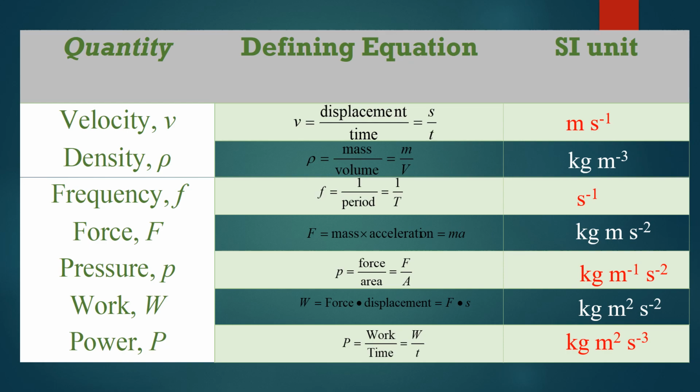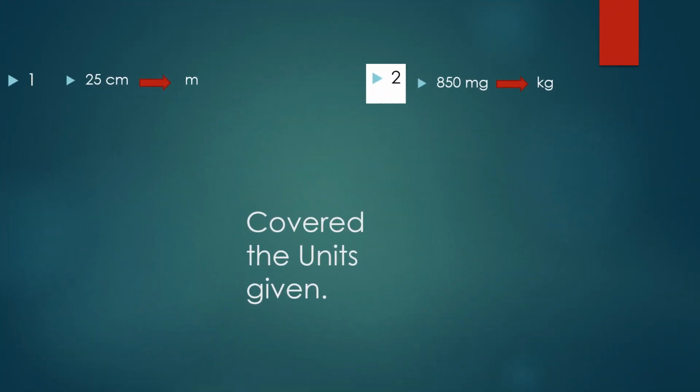Okay, for the next slide, you can look at the conversion of units. We have to convert units. The first question is 25 centimeter, convert to meter. So here is quite easy. As you can see now, centimeter should be to the power of minus 2. You can change to meter, so the answer is 2.5 times 10 to the power of minus 1 meter. Now, the second question is 850 milligram. We have to convert to kilogram. So now from small to big.